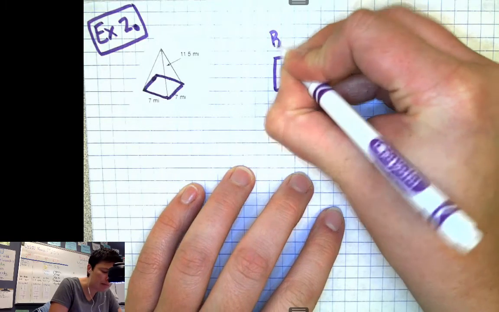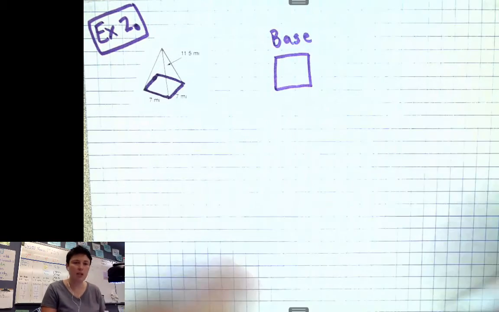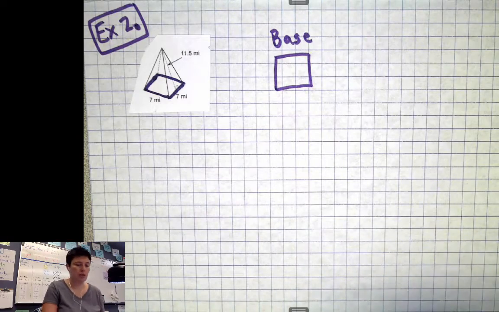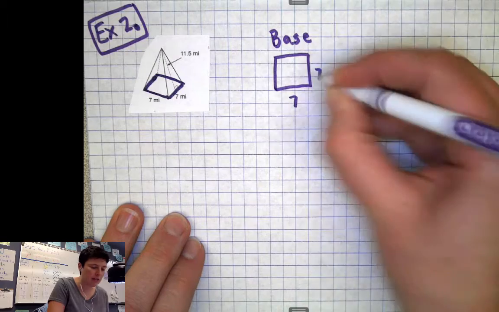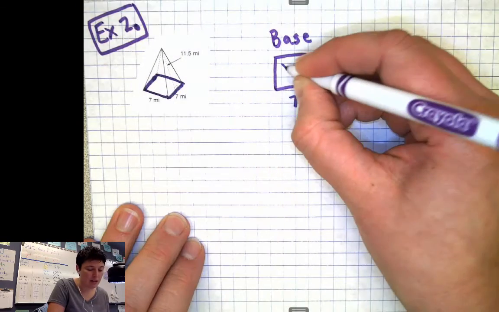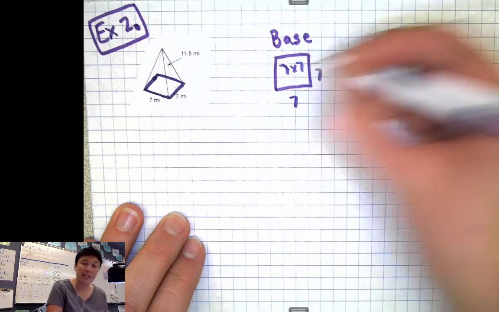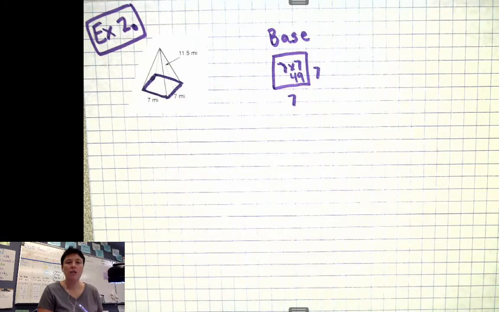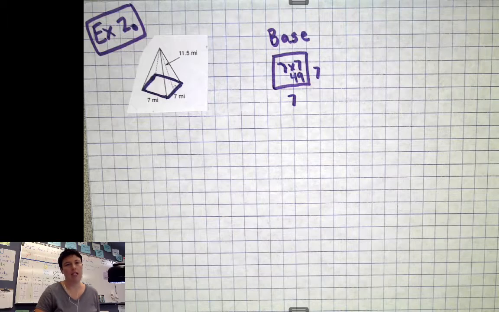I'm going to label it base. And I'm going to write the dimensions, which in this one looks like a 7 by 7. So I get to label it 7 by 7. And a 7 by 7 has an area of 49. 7 times 7 is 49. So our base has an area of 49.